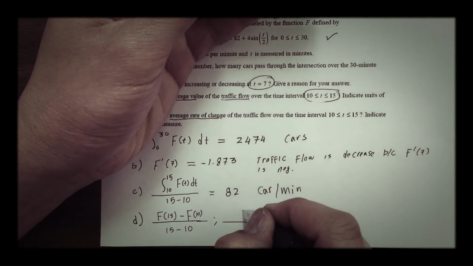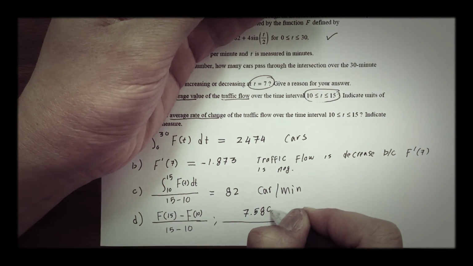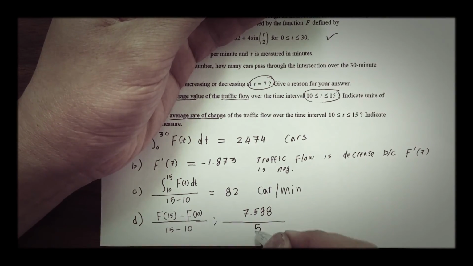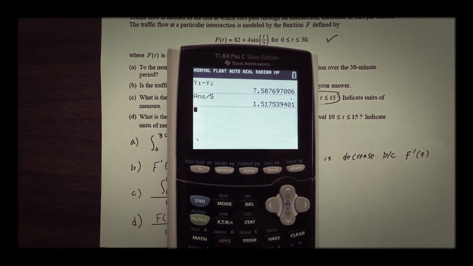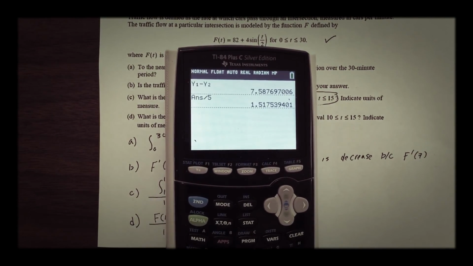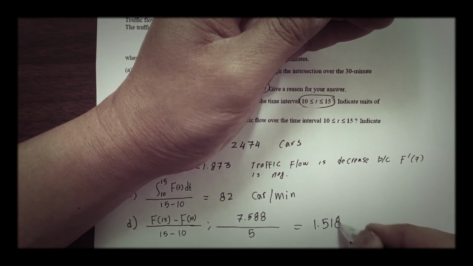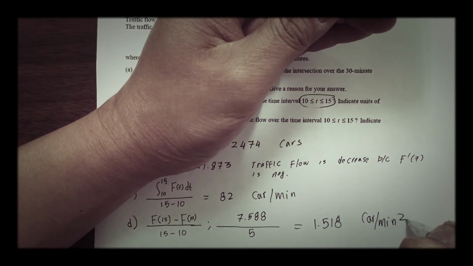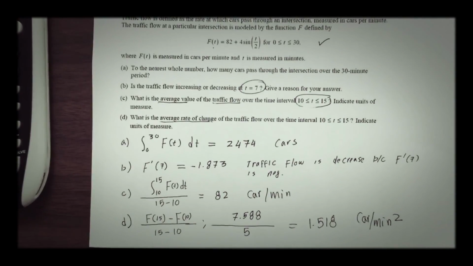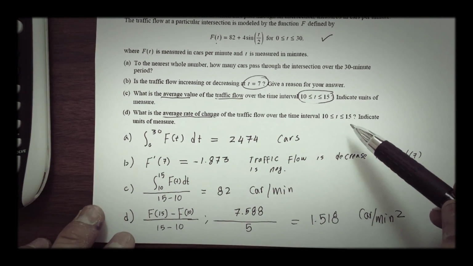So 7.588, because we round up, and then we divide that by 5, because that's the length of the interval. So let's divide that by 5, and that's going to give us 1.518. Okay. So this is the number of cars per minute squared. So that's the average rate of change of traffic flow from time 10 to time 15.